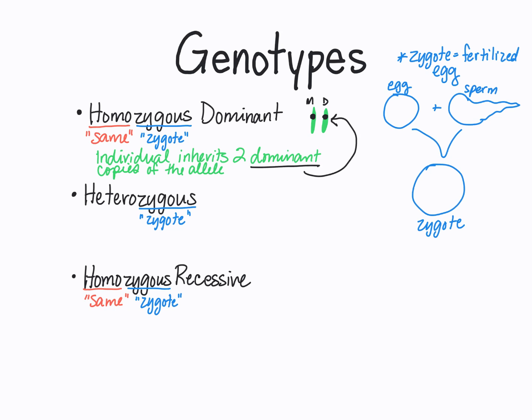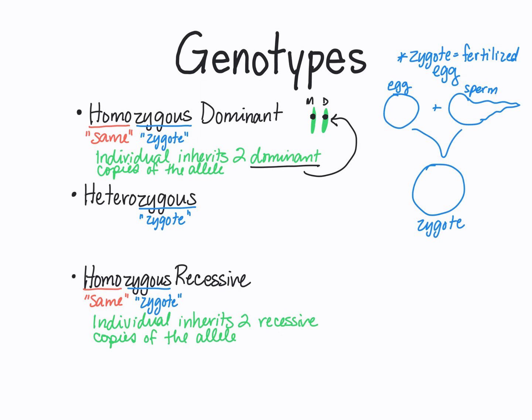Now let's jump down to the homozygous recessive option, since it goes along with the homozygous dominant. So the same thing with homozygous recessive. Homozygous just means that the zygote has two copies of the allele that are the same. The only difference is that now the zygote has inherited two recessive copies of the allele. An individual inherits two recessive copies of the allele. So both of the alleles, one on each homologous chromosome, are both going to be recessive for whatever trait you're talking about.